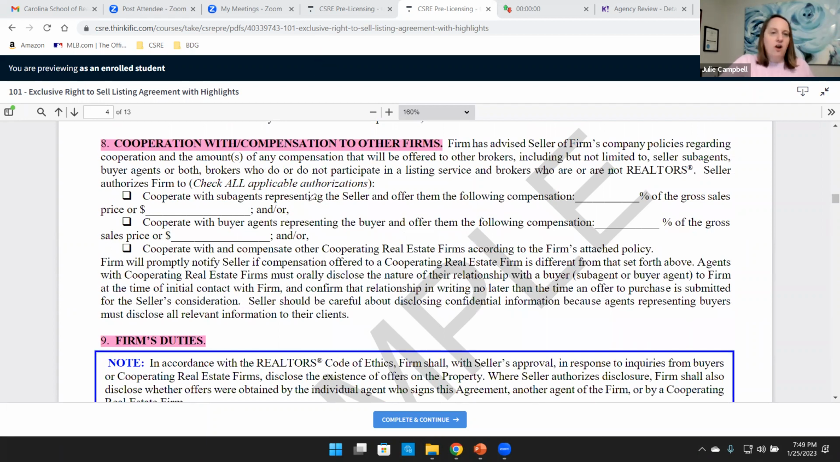And I have, for our purposes, two boxes here. Am I going to cooperate with a seller subagent? Or are we going to cooperate with buyer's agents, or both? Are we willing to pay a seller subagent? If so, how much? How much are we going to pay that buyer's agent? This is how we know that split. The seller pays the listing firm. The listing firm shares their commission with whomever brings the buyer. We're all in agreement to this going in. Firm and seller are in agreement to it going in.